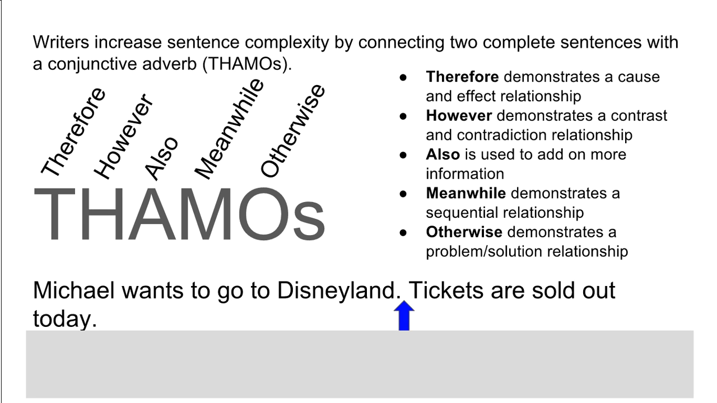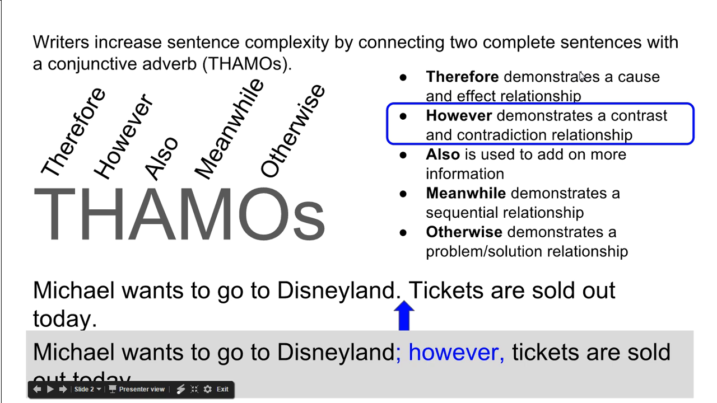However, the exact opposite happened. Tickets are sold out. So it's a contrast and contradiction relationship. So I'm going to include the word however. I'm going to delete the period and add however. Now it's important to know that when I add however, it needs to be semicolon, however, comma.